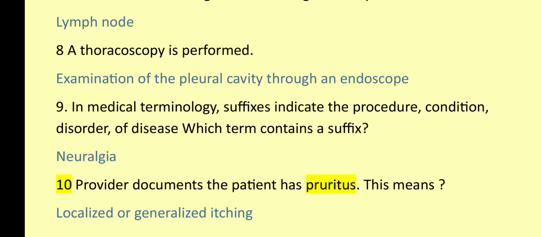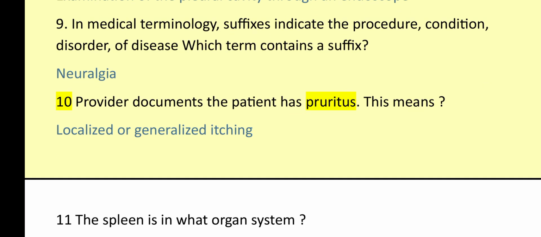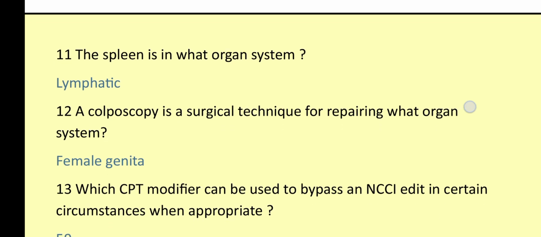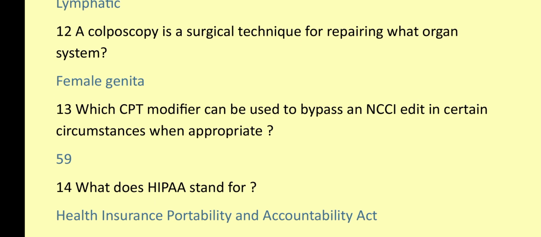9. In medical terminology, suffixes indicate the procedure, condition, disorder, or disease. Which term contains a suffix? Neuralgia. 10. Provider documents the patient has pruritus. This means localized or generalized itching. 11. The spleen is in what organ system? Lymphatic. 12. A colposcopy is a surgical technique for repairing what organ system? Female genital. 13. Which CPT modifier can be used to bypass an NCCI edit in certain circumstances when appropriate?